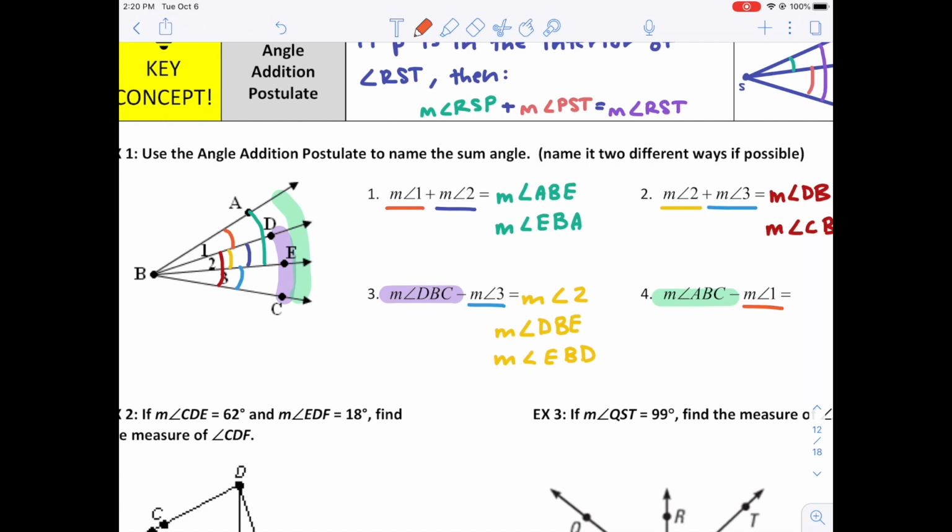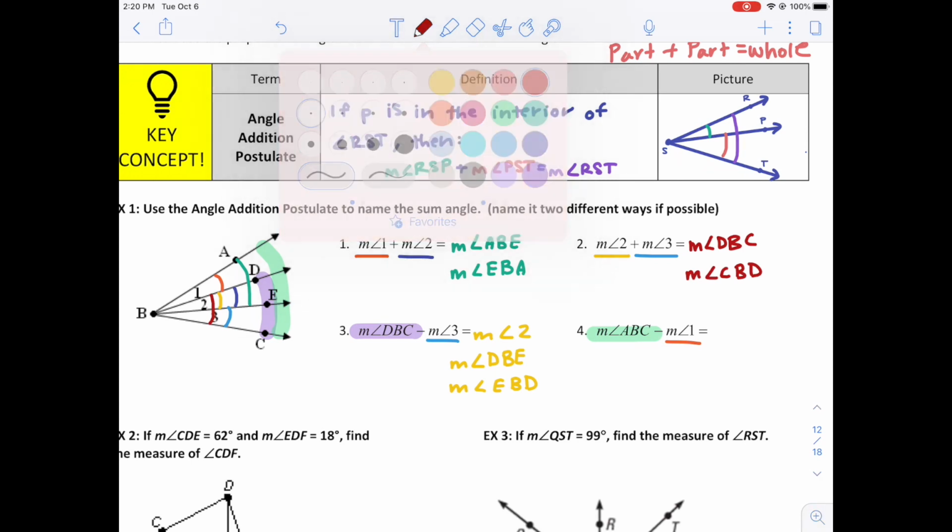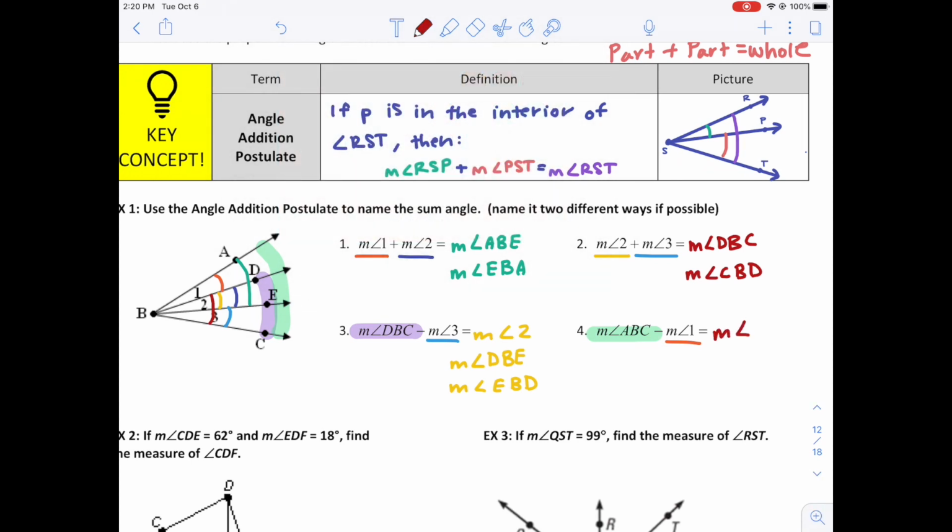So what I'm going to be left with is angle 2 and 3 put together. So that's angle what? DBC. And it's actually in red already. So measure of angle DBC or measure of angle CBD. So again, I took the entire thing and I removed angle 1. So I'm left with just the part in red, which is angle 2 and 3 put together.